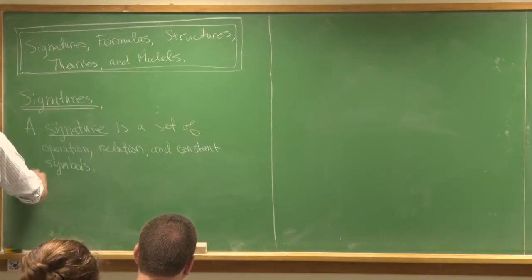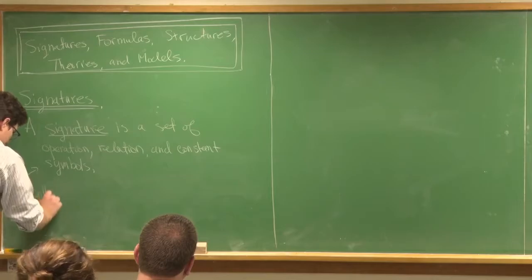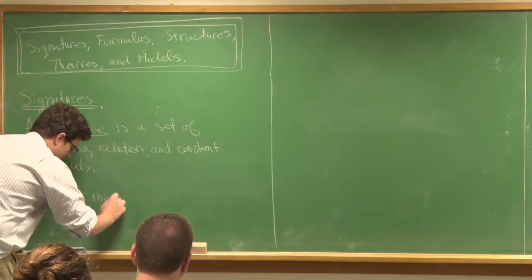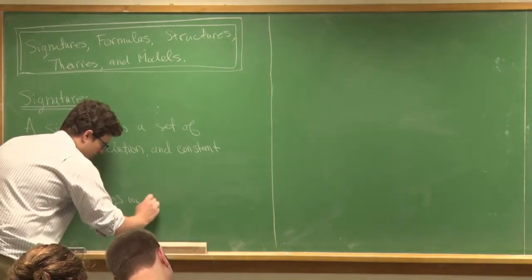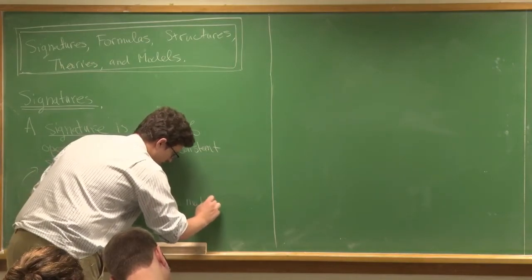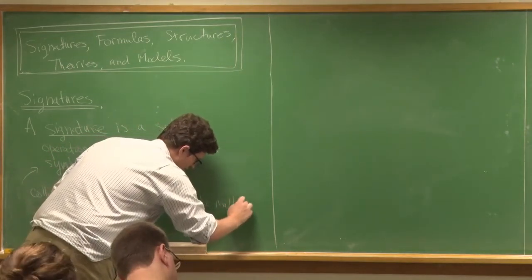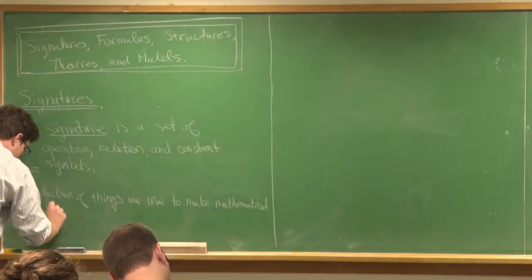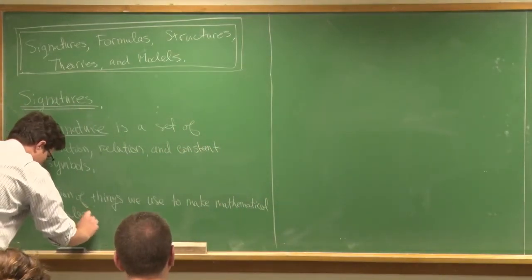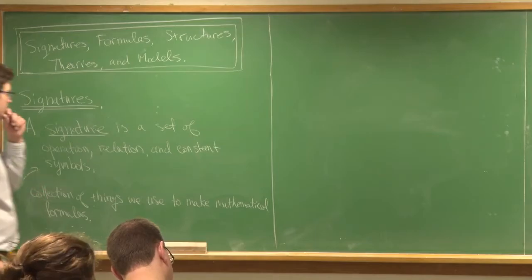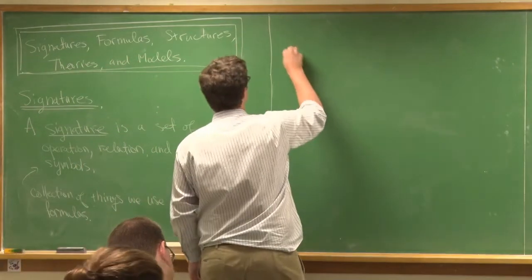So these are the collection of things we use to make mathematical formulas. Okay, not including the quantifiers. So the quantifiers, parentheses, and equal signs will be given. So let me give you some examples.